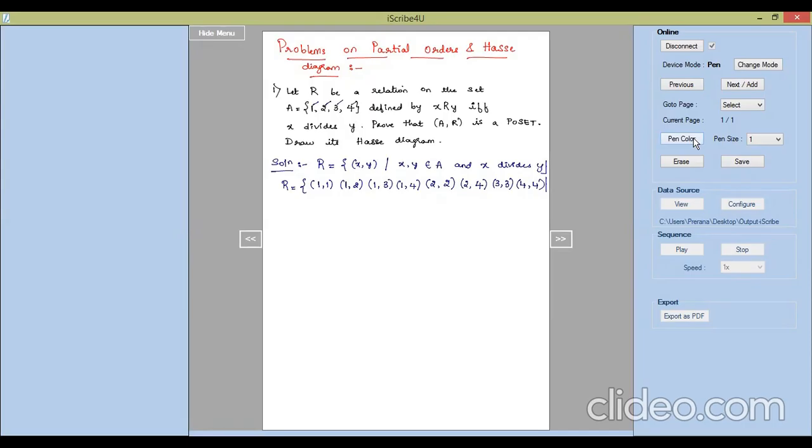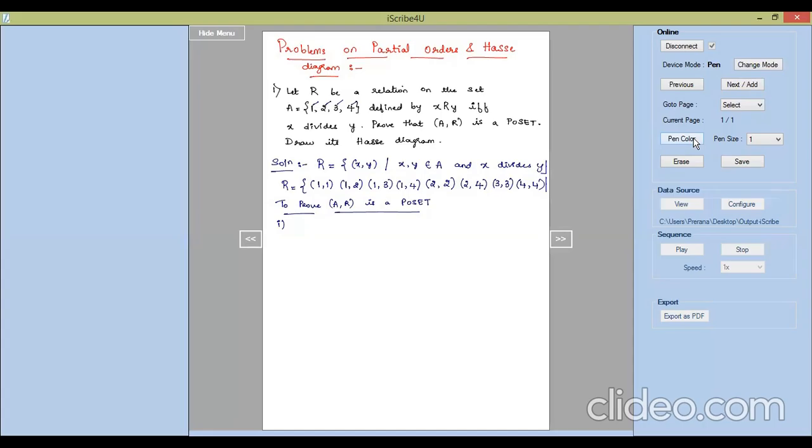Now I have to prove that the relation R is a partial order on A. That is, A comma R is a poset. To prove this, we will have to prove 3 conditions. Firstly, we have to prove that R is a reflexive relation, then R is antisymmetric, and finally R is transitive. If I prove that the relation R is reflexive, antisymmetric, and transitive, then I can conclude that R is a partial order on A. So let us prove one by one.